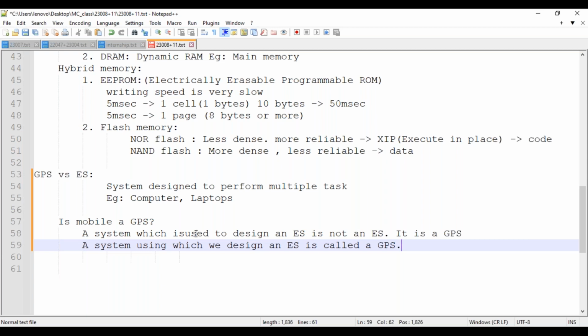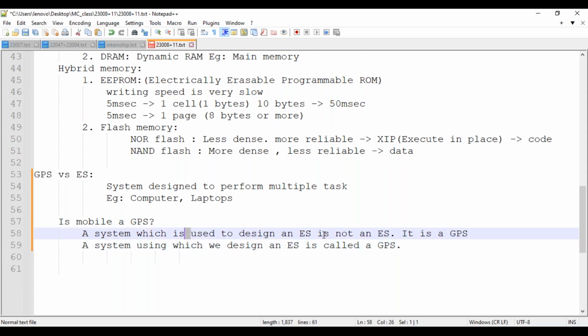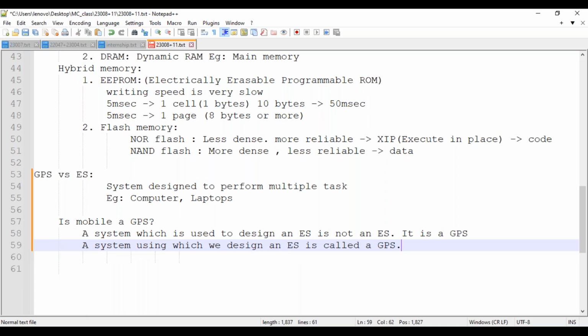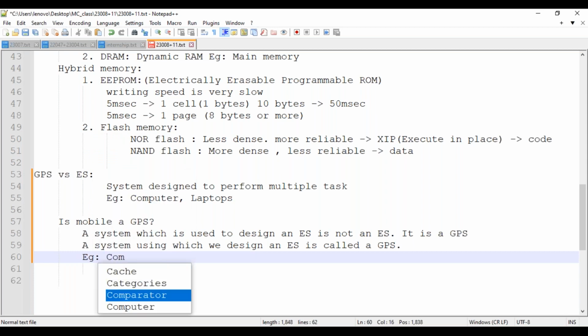A system which is used to design an embedded system is not an embedded system, it's a general purpose system. Or a system using which we design an embedded system is called a general purpose system. Now let me give you some simple examples. I will take a computer.